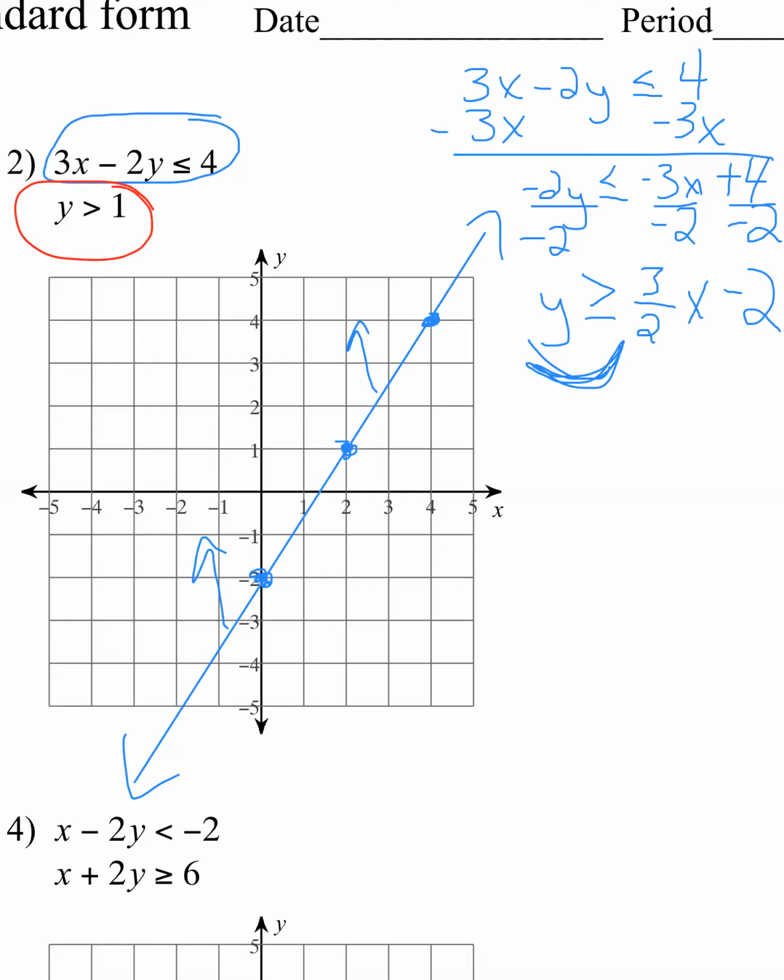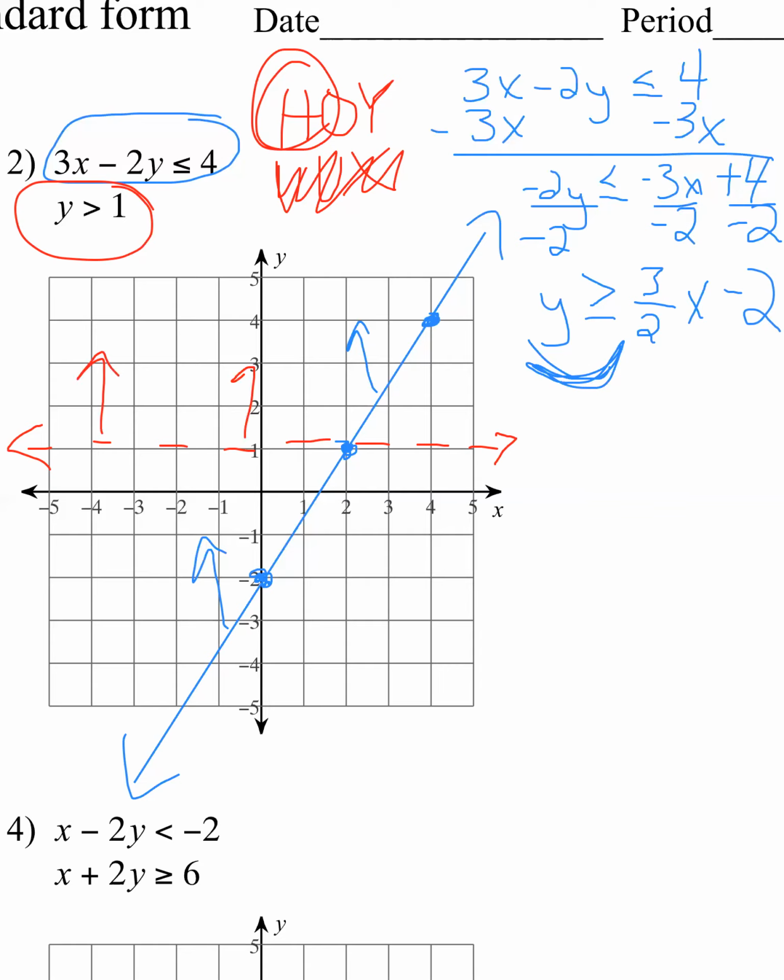y is greater than 1. You see that, and hopefully that pops into your head. You see that it's a y equals, so I'm not going to deal with x at all. That means it's going to be a horizontal line at 1. And because I don't have the bar underneath, I'm going to be using a dotted line. So, a horizontal line at 1, dotted line. Here we go. And y is greater than, so I want to shade above this line.